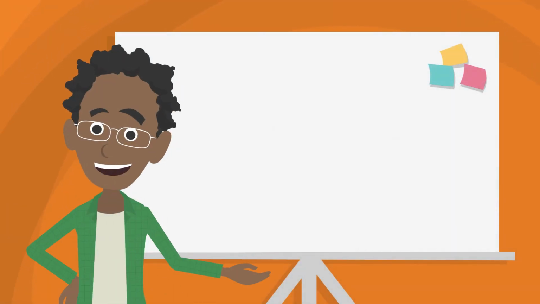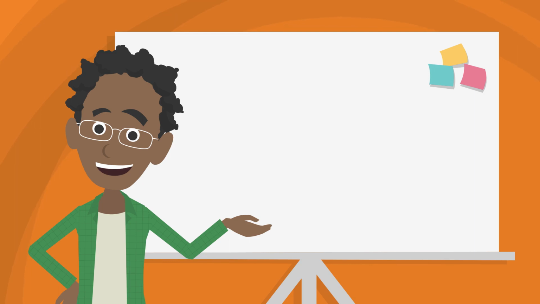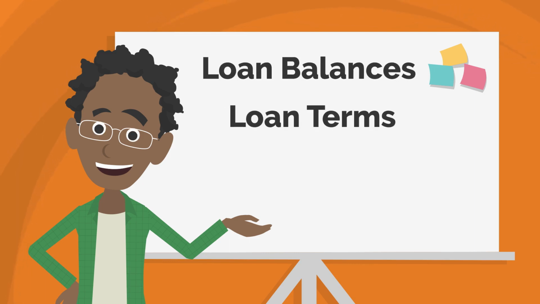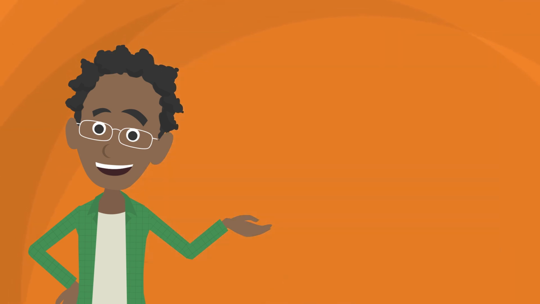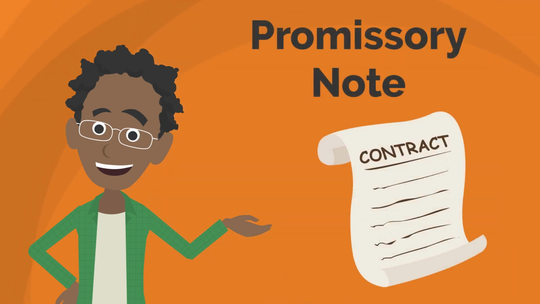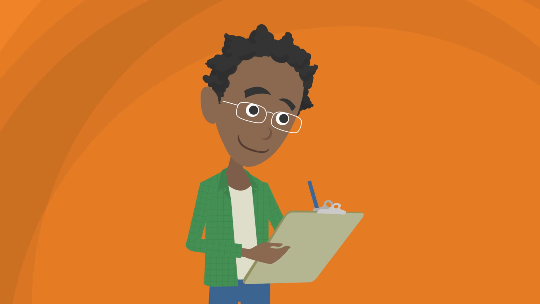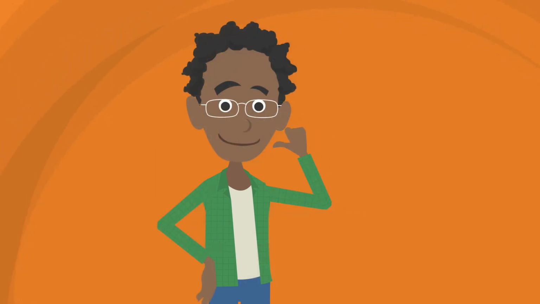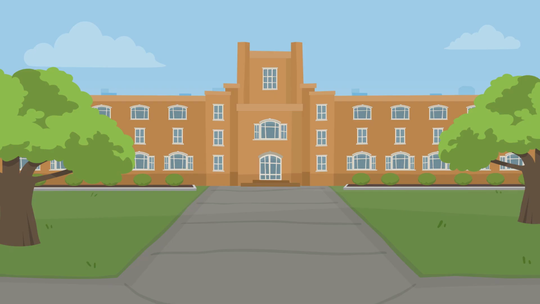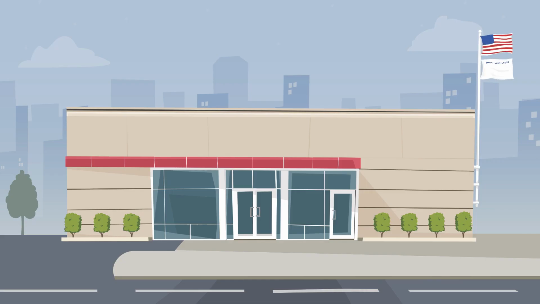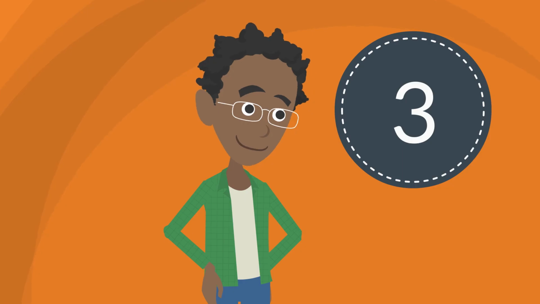First, create a list of all your student loans, including balances, loan terms, grace periods, and interest rates. You can check your promissory notes about repayment information. In order to create a list of your student loans, you must determine which loans you have in your name. There are 3 types of student loans: government, institutional, and private. You might have borrowed money from all 3 entities.